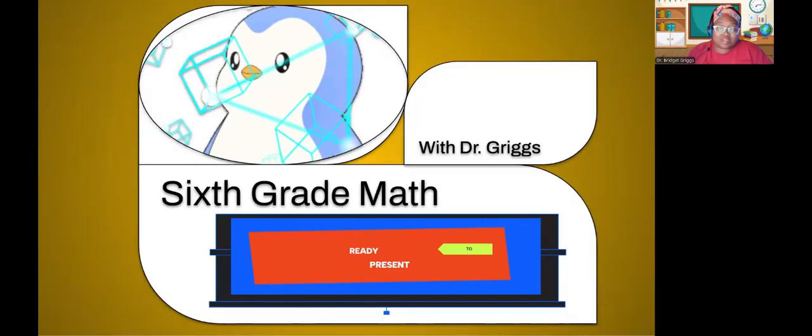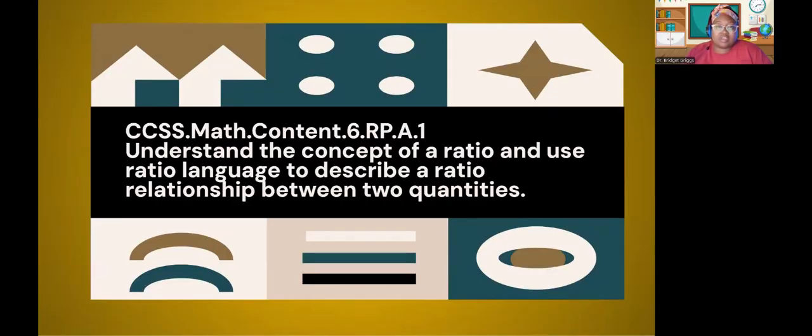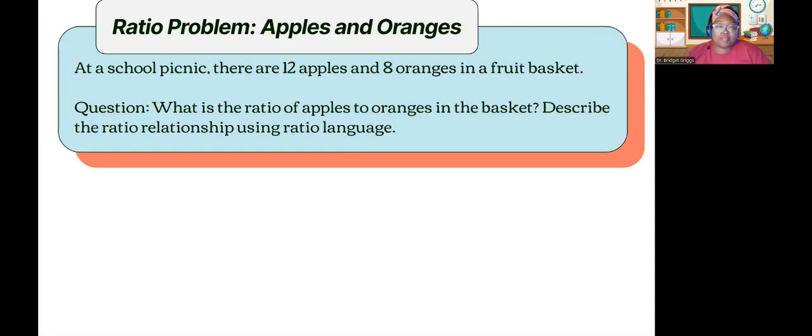Our first umbrella we'll be working under is ratios and proportional relationships. And our first objective is understand the concept of a ratio and use ratio language to describe a ratio relationship between two quantities. So let's look at an example.